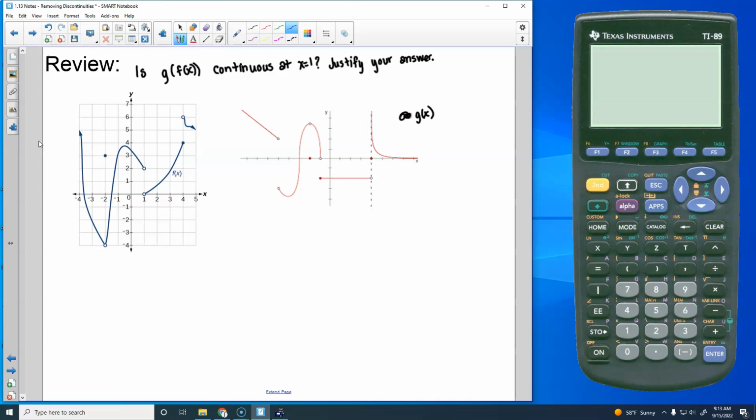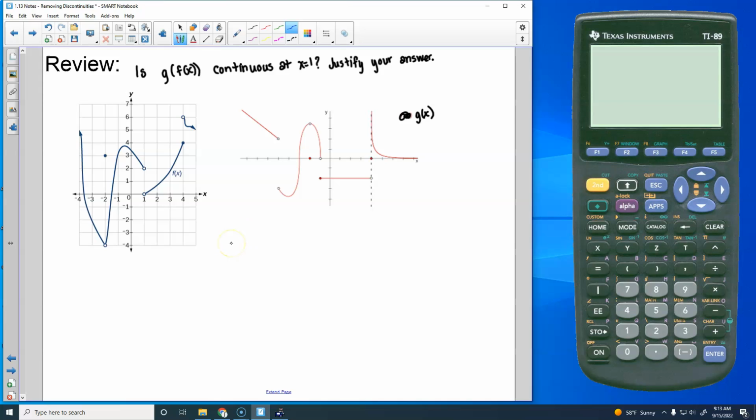All right. This one's kind of a review problem, but we haven't done one like this that had these graphs, and we had to show that it was continuous. So it tells us to determine if g of f of x is continuous at x equals 1. We cannot just look at the graph and tell here, because we don't have the graph of g of f of x, right? So we're going to have to sort of go through our process for this.